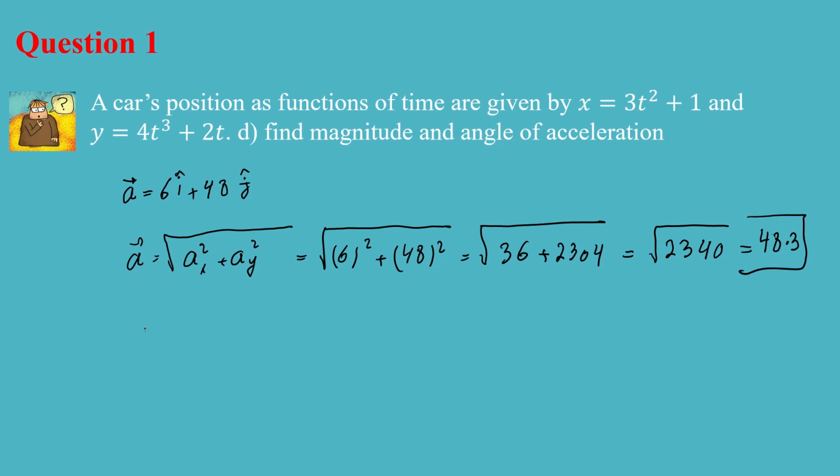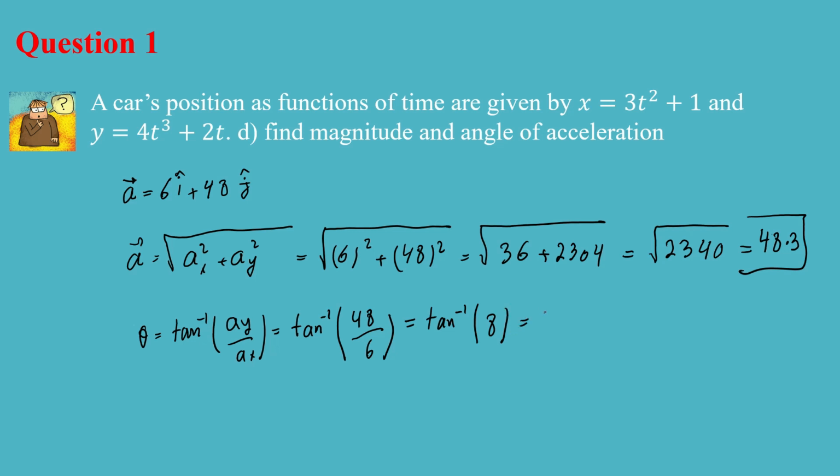And then my angle theta is going to be tan minus 1 of ay over ax. So it's going to be equal to 48 divided by 6. It's going to be tan minus 1 of 8. And then it's going to be 82, and again it's going to be in degrees.